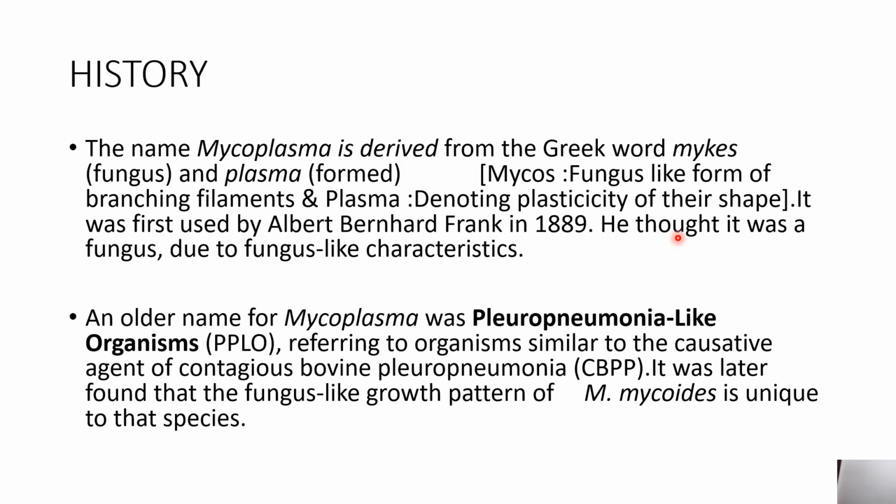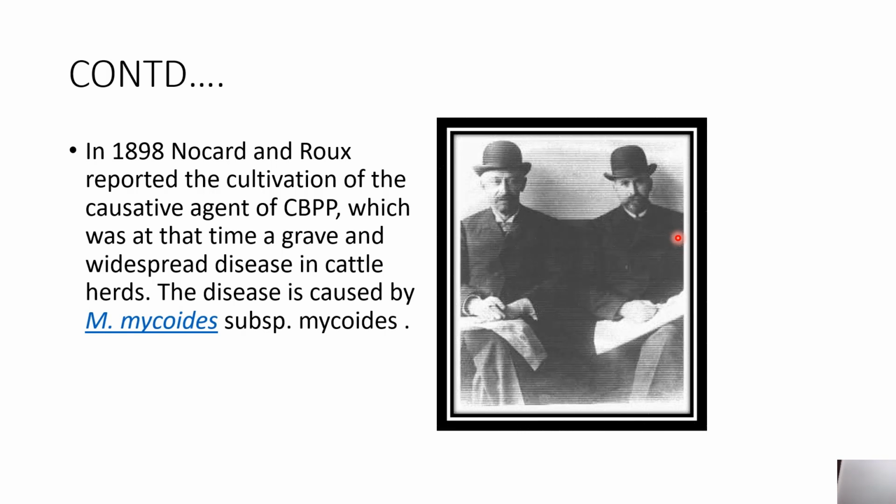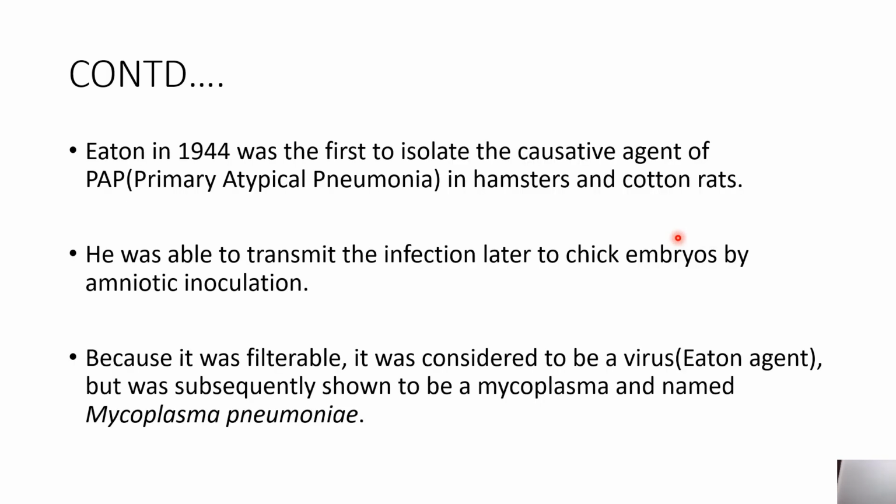It was later found that the fungus-like growth pattern of Mycoplasma mycoides is unique to that species. In 1898, Nocard and colleagues reported the cultivation of the causative agent of CBPP, which was at that time a grave and widespread disease in cattle herds. The disease is caused by M. mycoides subspecies mycoides. So this was all the history.